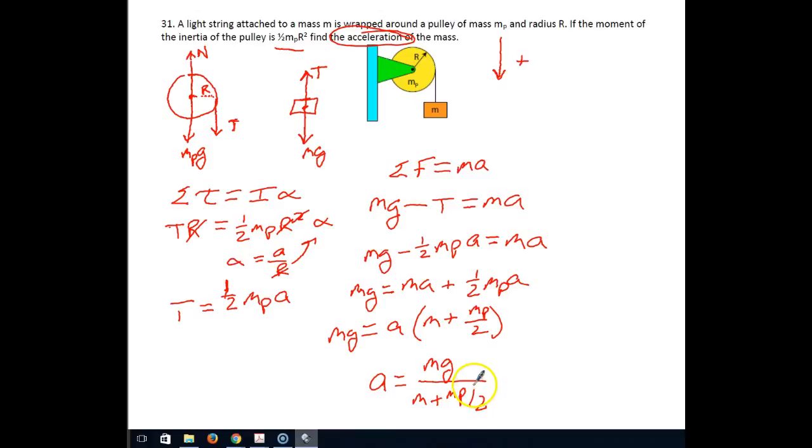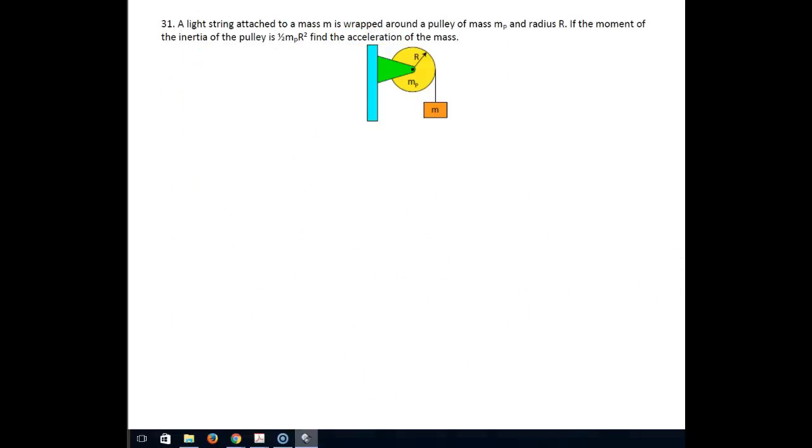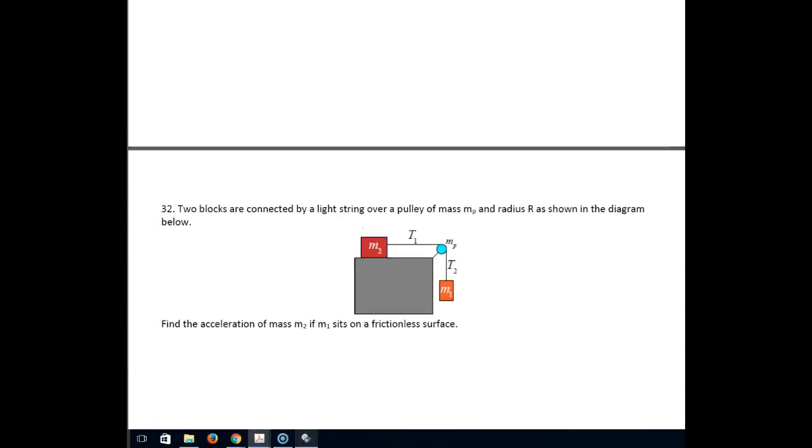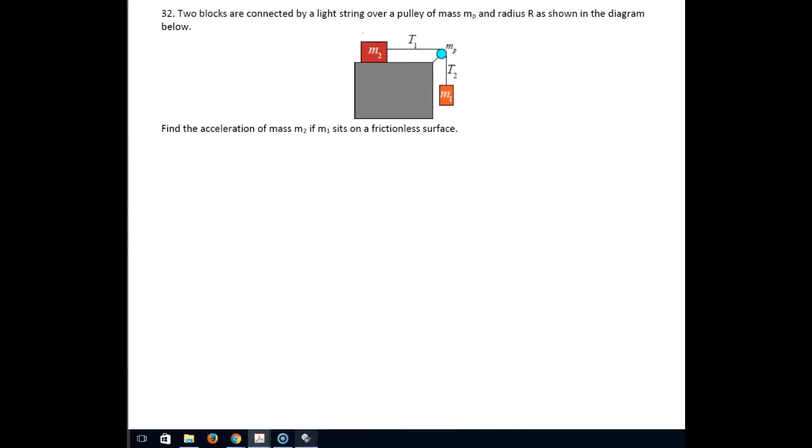Let's go ahead and take a look at the next one. This is by far the most difficult one that you'll probably have to do. And this one kind of goes this way. Let's move this down a little bit. We have two blocks. They are connected by a light string, which means that we don't have to worry about the mass of the string, over a pulley of mass MP and a radius R as shown in the diagram. One of the things we're going to do is change that M right there to mass 1, and then we're going to change the other one to mass number 2.